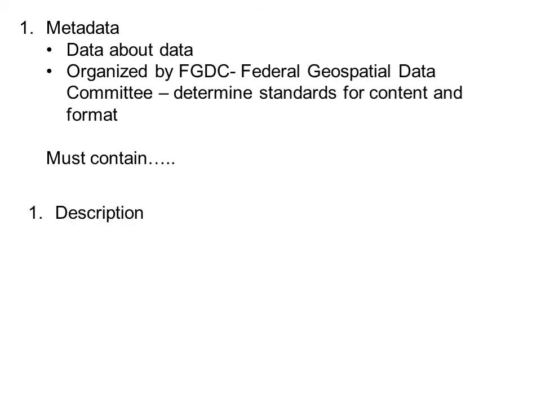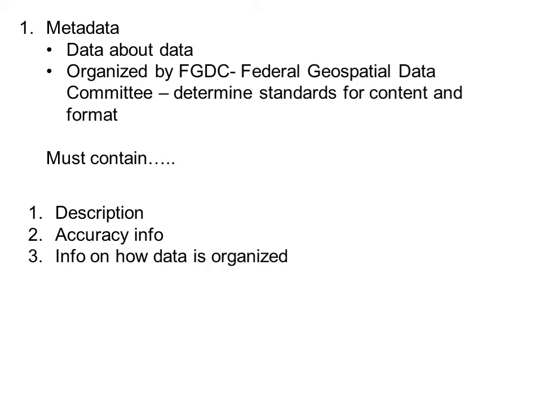Number one, it has to have a description of what it is. Number two, there must be some accuracy information, because data quality is defined as the fitness of a data set for an intended use. You can't determine if it's fit for a specific use if you don't know anything about its accuracy. Number three, there has to be some information on how the data is organized. What are the fields? How are they calculated? Is it a raster? What are the classification codes? What do the numbers mean? What are the symbols? That kind of stuff.